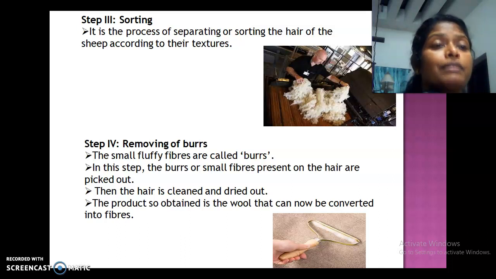The fourth step is removing the burrs. Burrs are small fluffy fibers, which can be seen in clothes which we have already worn. They can be easily removed. In this step, the small fibers present on the hair are picked out. These hairs are cleaned and dried. The product so obtained is the wool that can be converted into fibers.